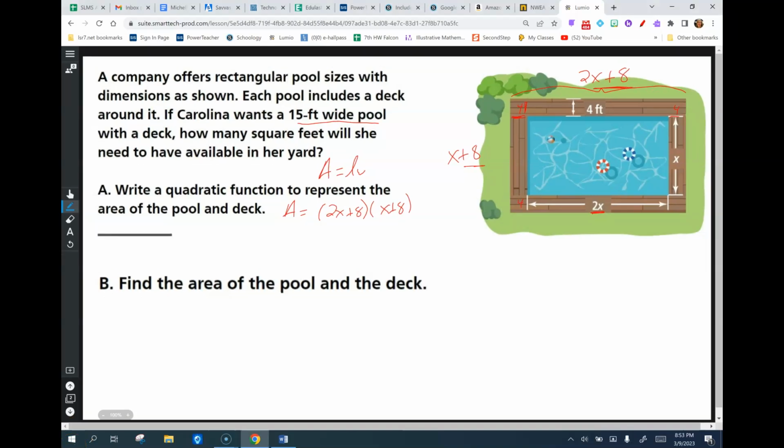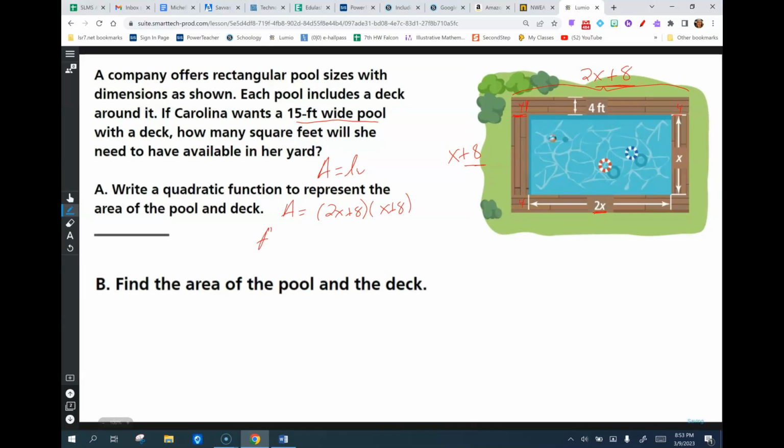So to find the quadratic function f of x, or A of x for area, we're just going to multiply this out. So remember 2x times x and 2x times 8, 8 times x and 8 times 8. Good. So A of x, the area, is 2x squared plus 24x plus 64.